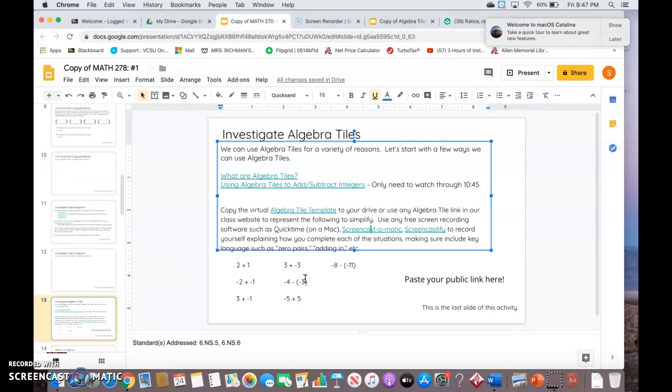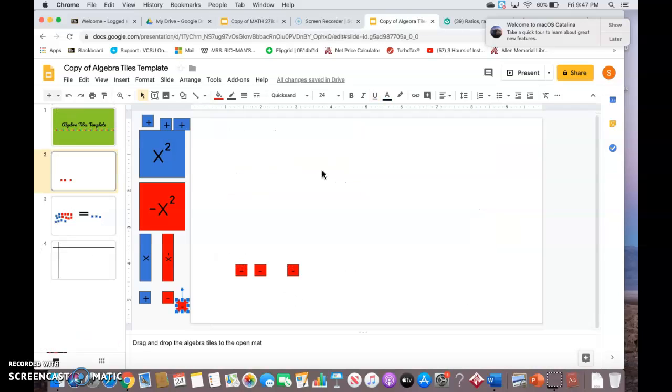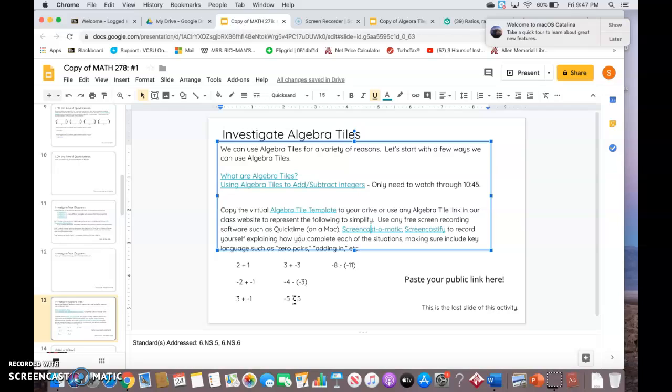The next equation is negative 4 minus negative 3. So in this case, we could take negative 4, represented by 4 negative tiles, then take minus negative 3, which basically is to say that you'd be multiplying the negative 3 by negative 1 using the minus sign right here.